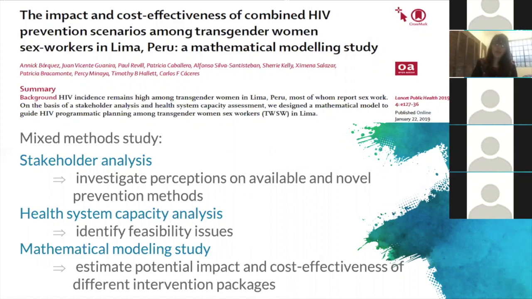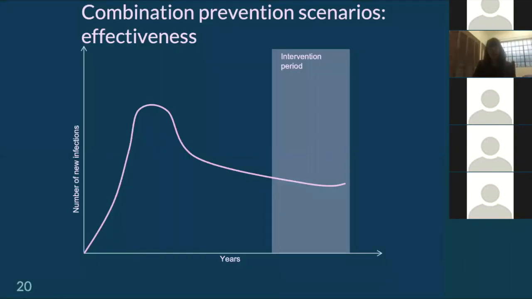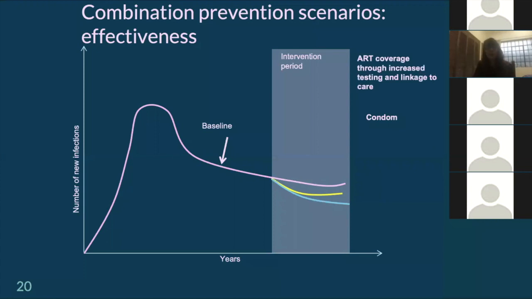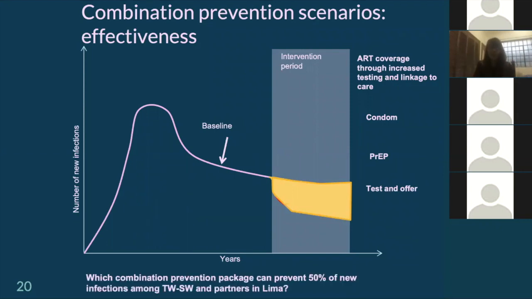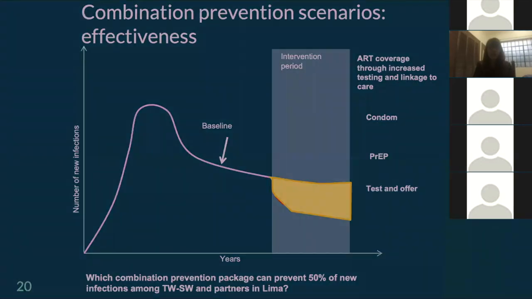And so I used the stakeholder analysis and the health system capacity analysis to inform the mathematical modeling. And I will tell you a little bit more about that. Just to ground us on the objective of the modeling: it was to look at these different interventions in isolation and in combination, and estimate the proportion of infections that would be averted over a 10-year period, and to identify which combination of packages could prevent 50% of new infections among transgender women and their partners in Lima. This 50% was a UNAIDS goal at the time, so we used that as a target.